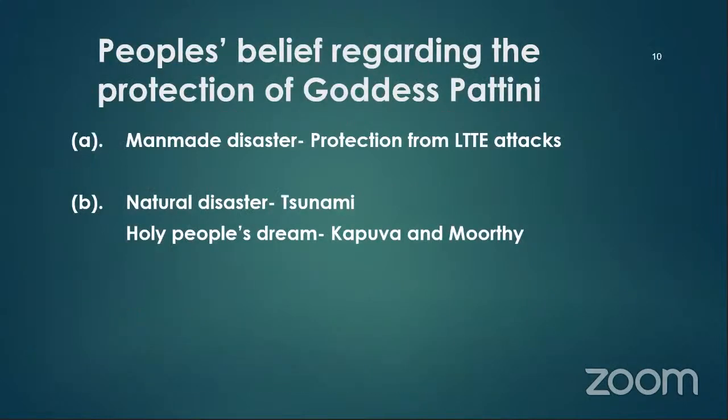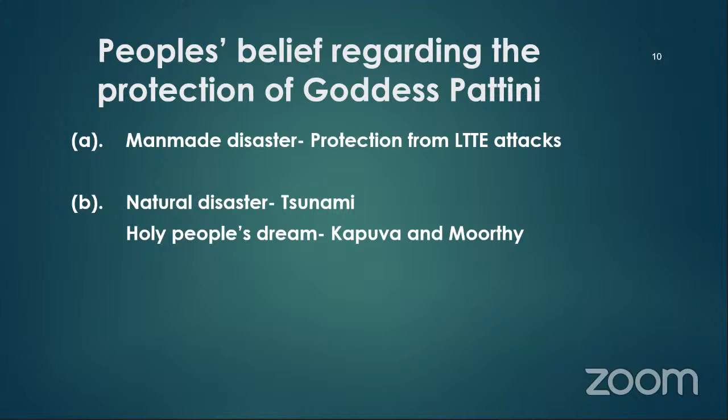People in the village of Panama believe that they are always protected by goddess Pattini from man-made disasters as well as natural disasters. They were protected by goddess Pattini when the LTTE tried to launch attacks against the village. Especially with regard to natural disaster, in 2004, they were protected by goddess Pattini appearing via dreams of a few holy people of the village. She appeared at least 3 times in the dreams of 3 holy people.